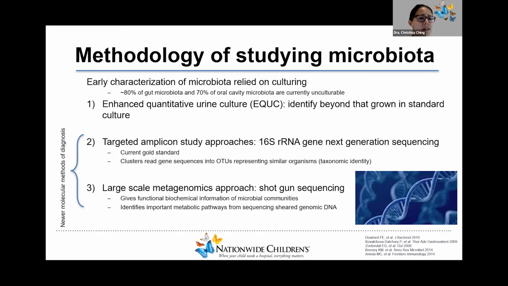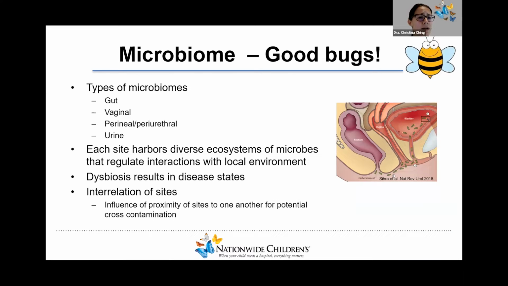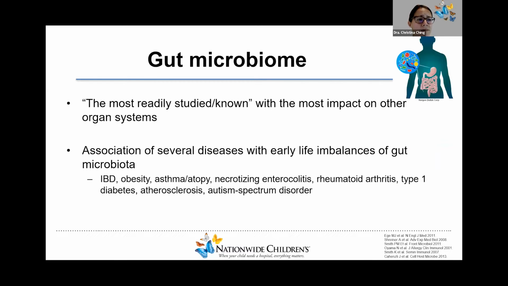or shotgun sequencing. The different microbiomes involved in urinary tract health include that of the gut, vagina, perineal or periurethral, and urine. Each site harbors diverse ecosystems of microbes that regulate interactions with the local environment, and dysbiosis results in disease states. There is an interrelation between sites, with these sites in particular under the influence of one another, largely due to their proximity and the potential for cross-contamination.